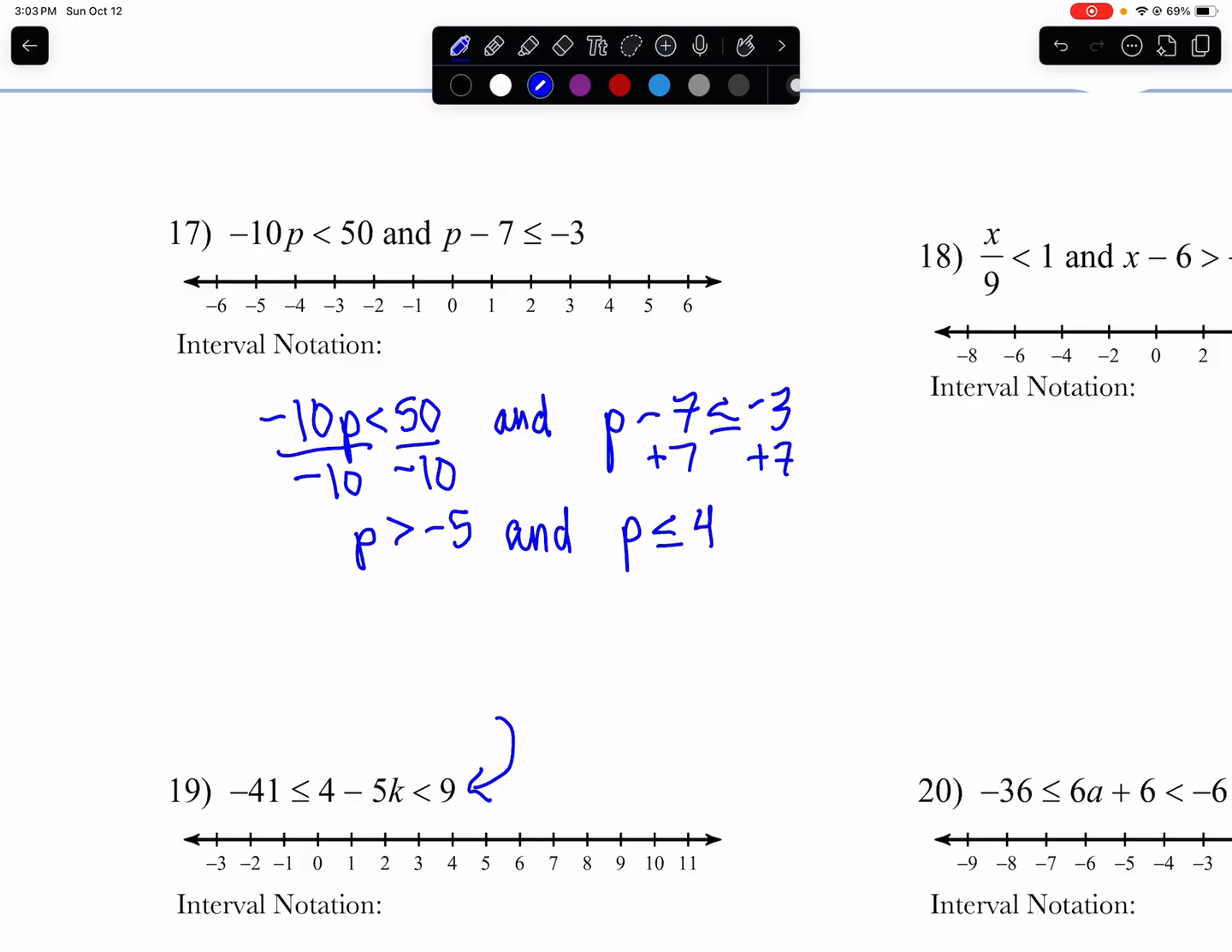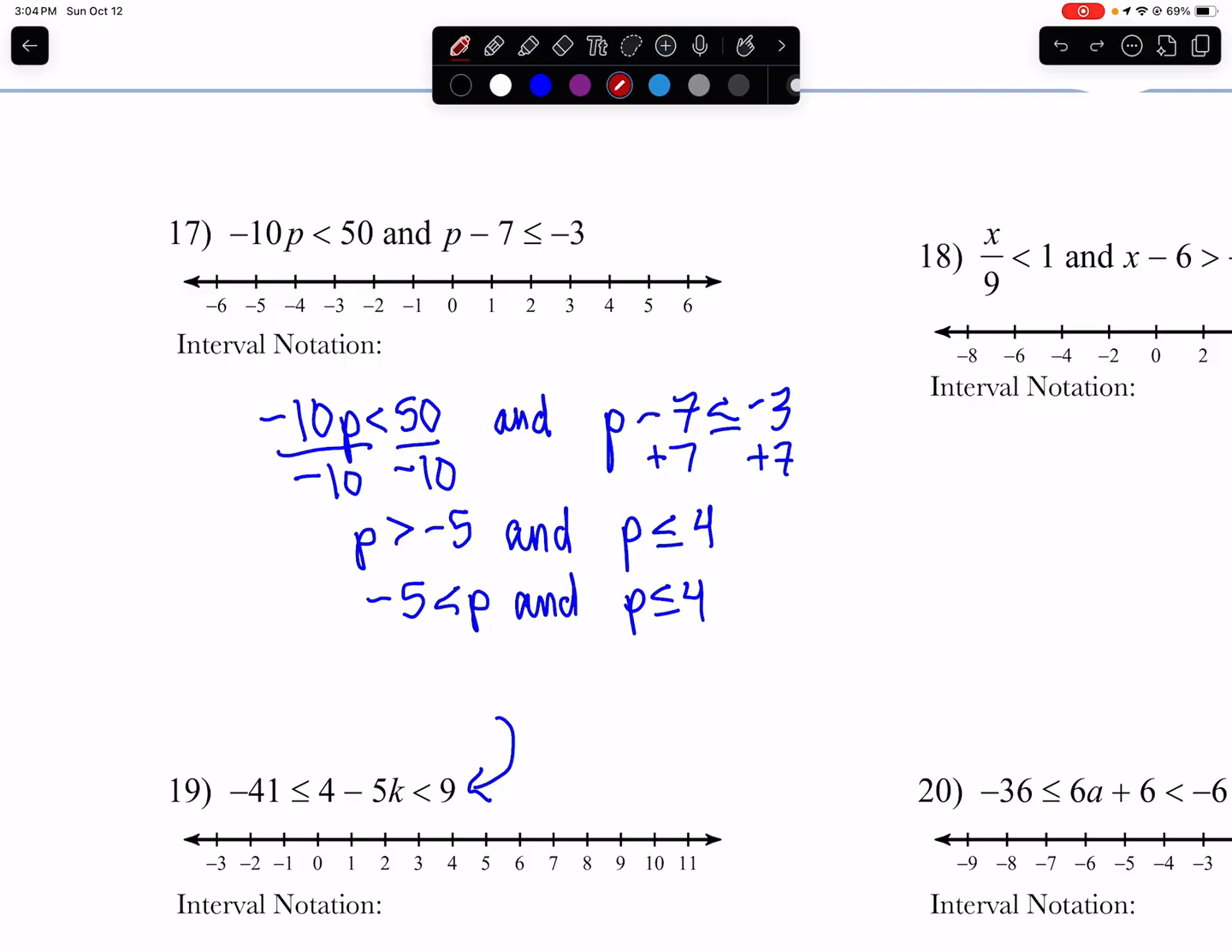Okay. So here's where it gets a little bit interesting. It says p is bigger than -5 and p is less than or equal to 4. So you are allowed to put the smallest number here by flipping that inequality, because it's still opening up to p. P is the bigger thing in both of these, here and here.